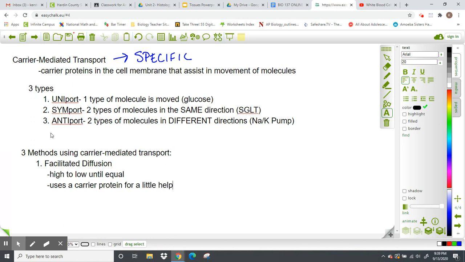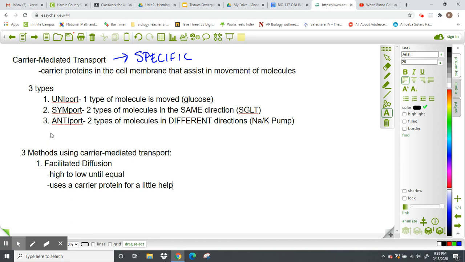So facilitated diffusion, again, it's movement from high to low until equal, but this time we're using a protein to help. In simple diffusion, you do not need a protein. Things are moving just through the membrane on their own. In facilitated diffusion, they're large molecules that can't get through the membrane by itself. Glucose, for example, does not move through the cell membrane by itself. It has to have a carrier protein for facilitated diffusion. It will go from high concentration to low concentration until it's equal.